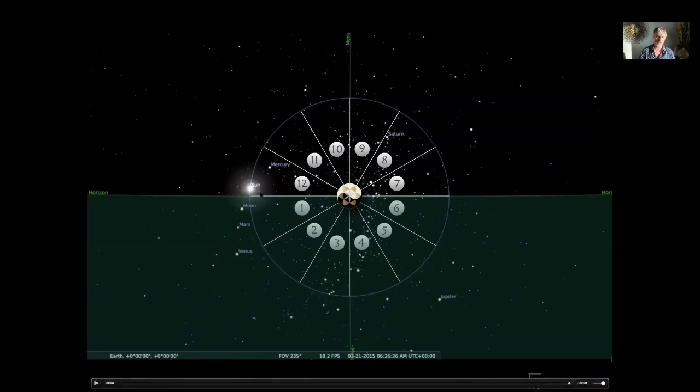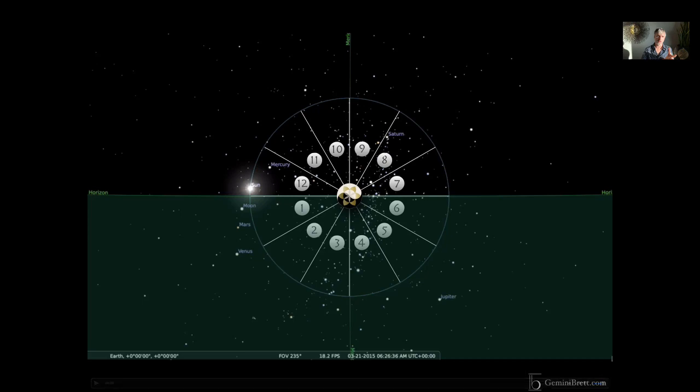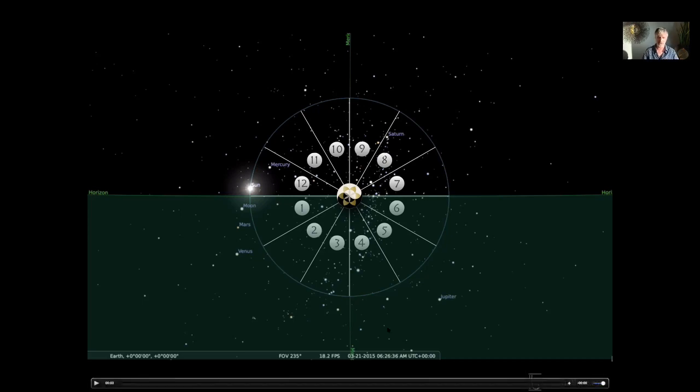So after the ascendant is defined, or even if we just look at the truth of the ascendant, where things go up, well, after the moment of your birth, or the moment here of this chart, what will be the first planets to rise?